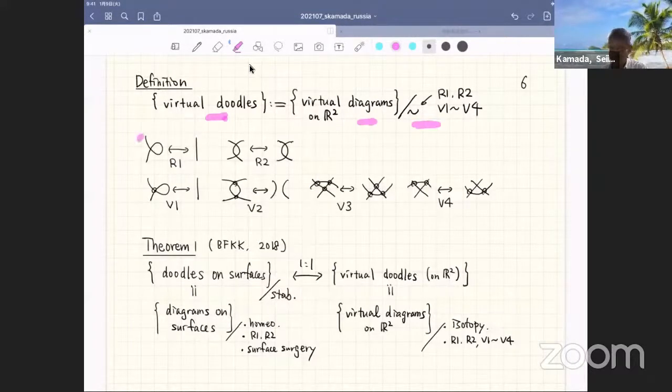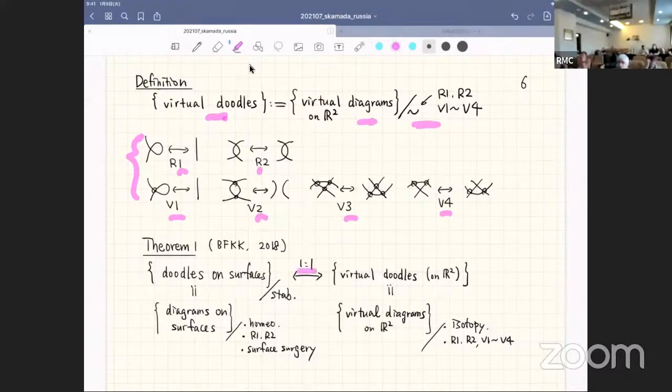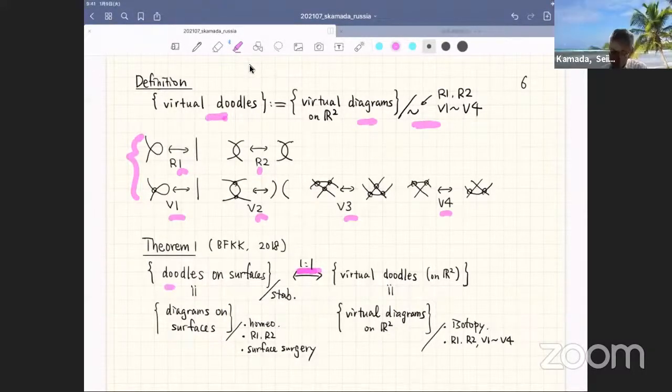These are the moves. R1 and R2 are the usual moves for doodles. And additionally, we consider four moves. These are virtual moves in virtual knot theory. Then there is a one-to-one correspondence between the set of doodles on surfaces, modulo stable equivalence, and virtual doodles on R2. So if we discuss doodle diagrams up to stable equivalence, then instead we can discuss virtual doodles.